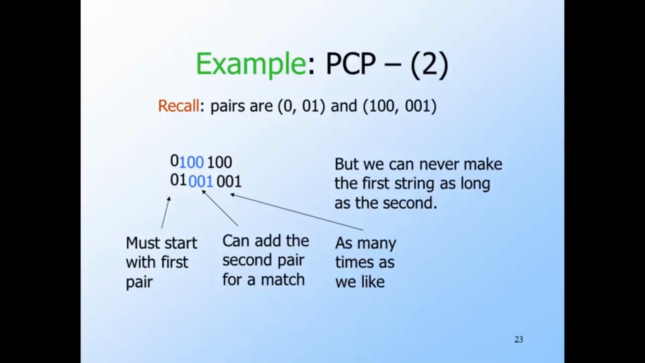If you think about it, we can never make the two strings be the same, because to do so we'd eventually have to use a pair whose second string was shorter than the first. But there is no such pair in this instance. We conclude that this instance has answer no.